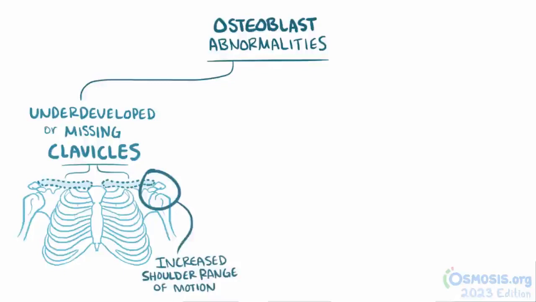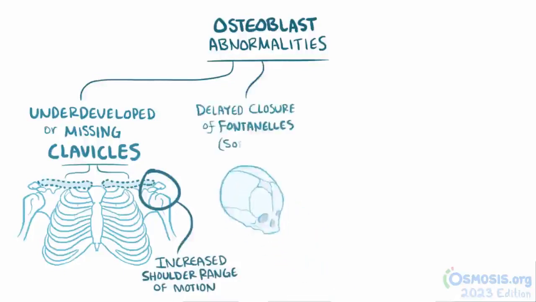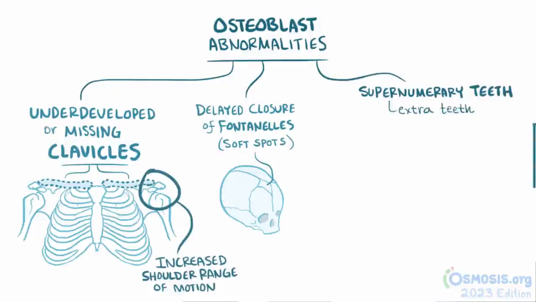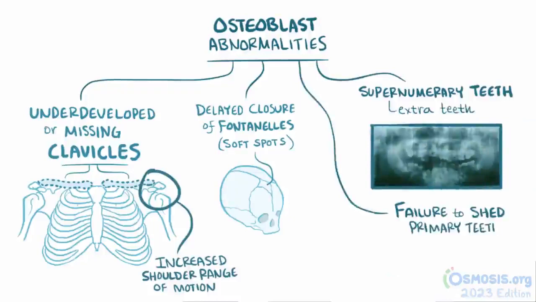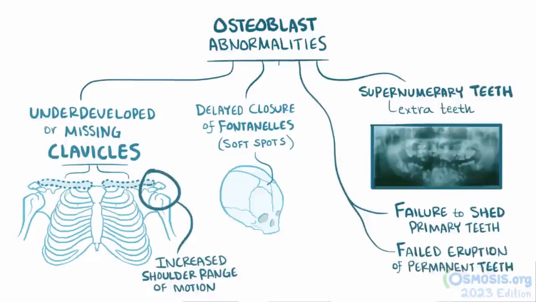CCD is also commonly characterized by delayed or failed closure of the fontanelles, or soft spots in the skull. Other features might include supernumerary teeth, which are extra teeth that might appear in addition to the regular 32 teeth in the adult mouth, failure to shed the primary or baby teeth, as well as failed eruption of the permanent teeth. Also, a shorter stature and a number of other bone abnormalities have been observed in some people with CCD.